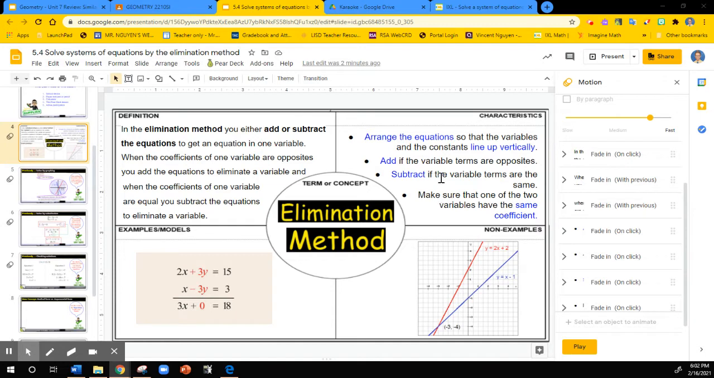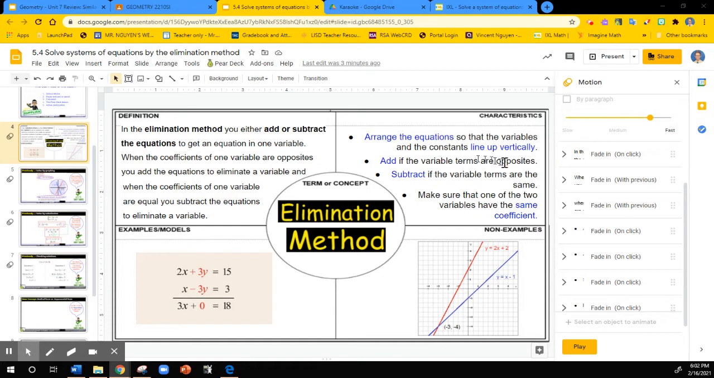Okay, so the main thing about the elimination method is we try to either add or subtract the equations to eliminate one of the variables, okay? So here are a few things we need to keep in mind: we need to keep the equations lined up vertically. So x lined up with x, y lined up with y, and the constants line up with the constants. It really doesn't matter what form they're in. As long as they are lined up, then we can use elimination, okay?